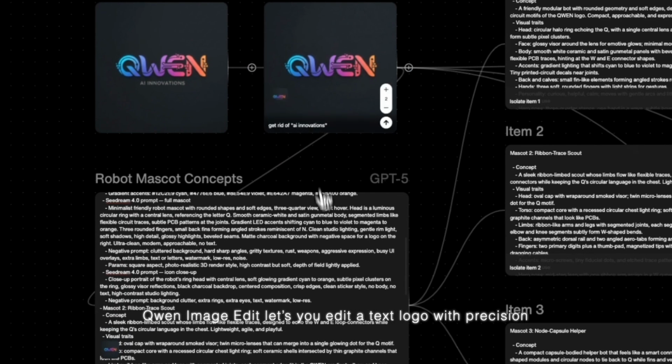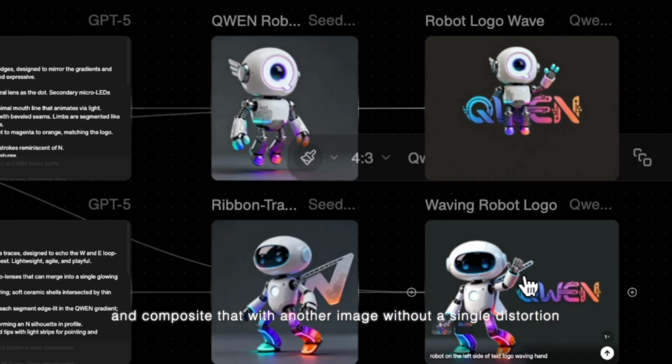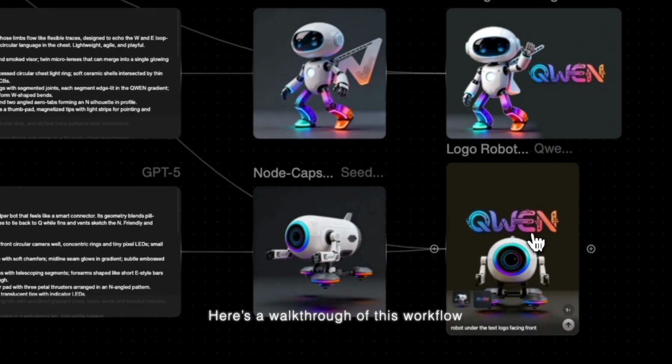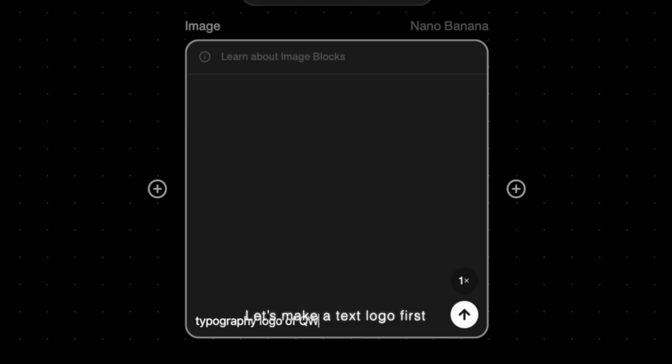Qwen Image Edit lets you edit a text logo with precision and composite that with another image without a single distortion. Here's a walkthrough of this workflow. Let's make a text logo first.